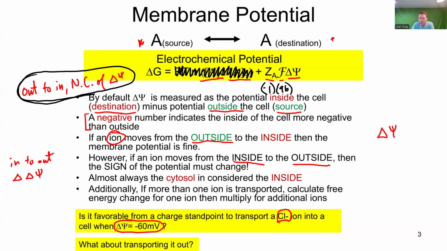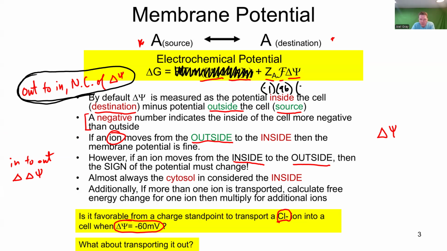Delta psi, well, that is currently a negative value, but the question is, do I change it? If an ion moves from the outside to the inside, then do not change the delta psi. Is it favorable from a charge standpoint to transport chloride ions into a cell? Into means from the outside in to the inside. So in this case, I would not change it.